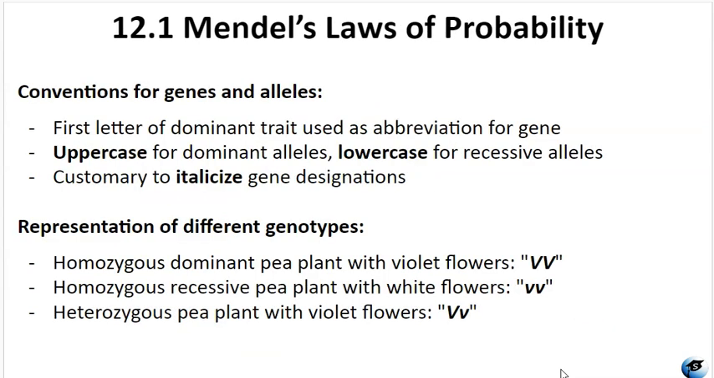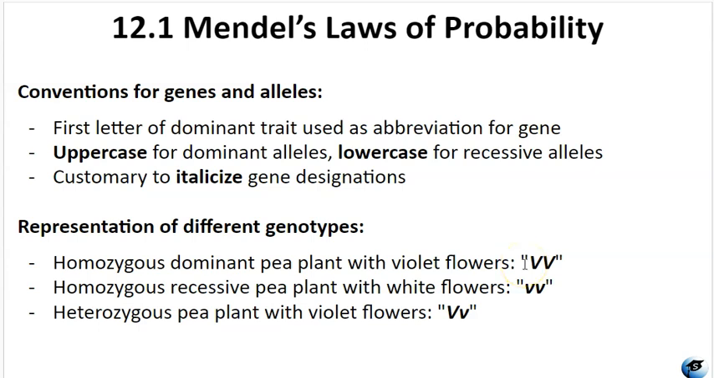When talking about genes and alleles, we have a few conventions that you should know. We'll use the first letter of the dominant trait as an abbreviation for the gene. So if violet is the dominant trait for flower color in a pea plant, we use capital V to represent the flower color gene. Additionally, we use uppercase letters for dominant alleles and lowercase letters for recessive alleles. So a homozygous dominant pea plant with violet flowers is represented as capital V capital V, a homozygous recessive plant with white flowers is lowercase v lowercase v, and a heterozygous plant with violet flowers is capital V, lowercase v.